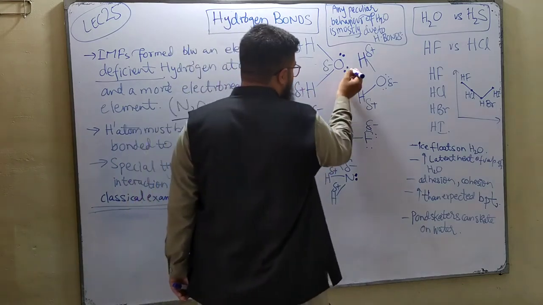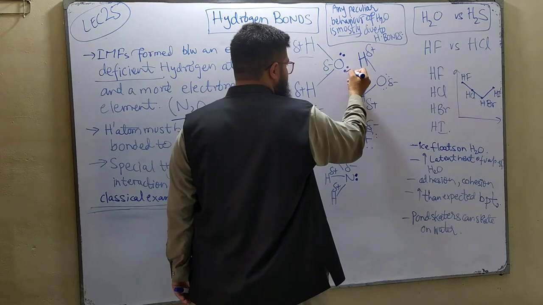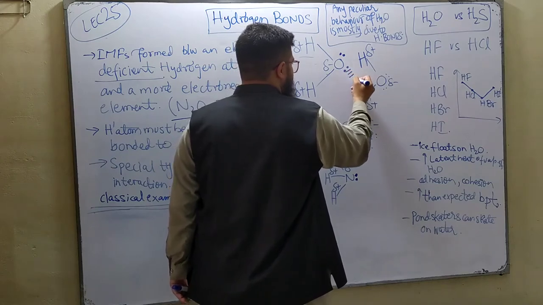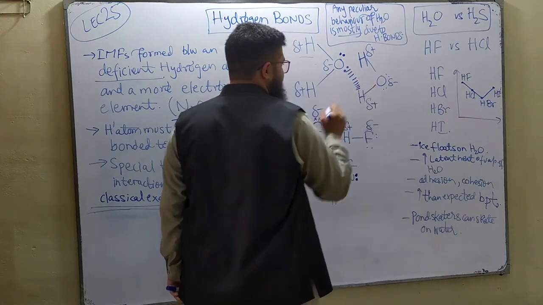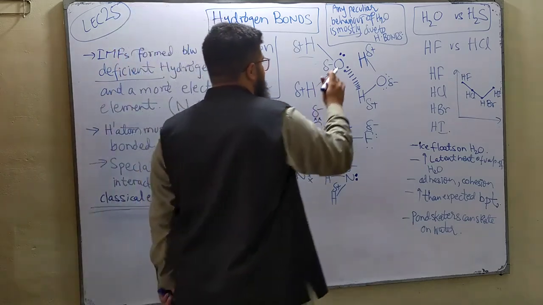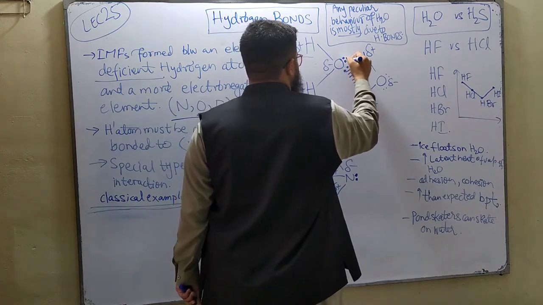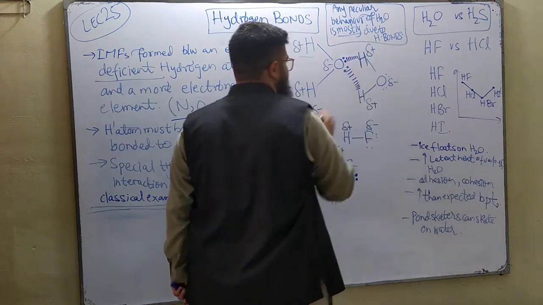Where are you going to start it from? You are going to start it from the lone pair of oxygen. From the lone pair of oxygen, the bond must form and it must terminate on this hydrogen atom over here. This is the first hydrogen bond which has been made. The second hydrogen bond can be made from the second lone pair of oxygen to this hydrogen over here.